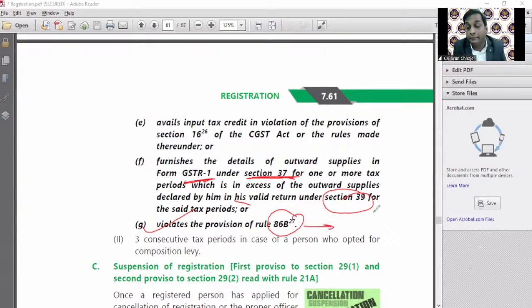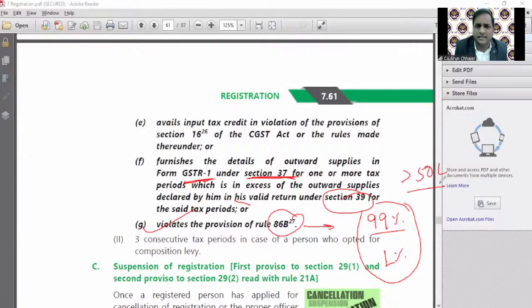I hope you remember in the ITC chapter we discussed 99% tax liability I can pay in credit and 1% I have to pay in cash, if exceeding 50 lakh, with certain exceptions. Like in case of government, it is not applicable. Cumulative, it is not applicable. Likewise, you can refer to 86B of the ITC chapter.